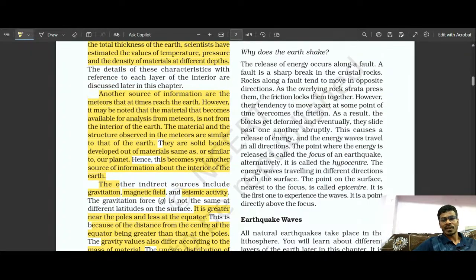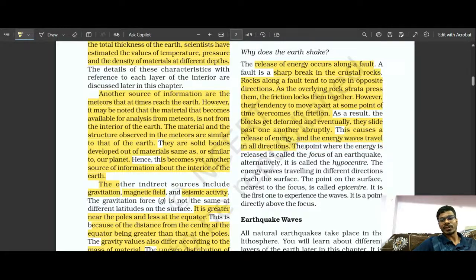So why does the earth shake? The release of energy occurs along a fault, and this fault takes place because of a sharp break in the crustal rocks. Rocks along a fault tend to move in opposite directions as the overlying rock strata press them, and friction locks them together. However, their tendency to move apart at some point overcomes the friction. As a result, the blocks deform and eventually slide past one another abruptly. This causes a release of energy, and the energy travels in all directions.